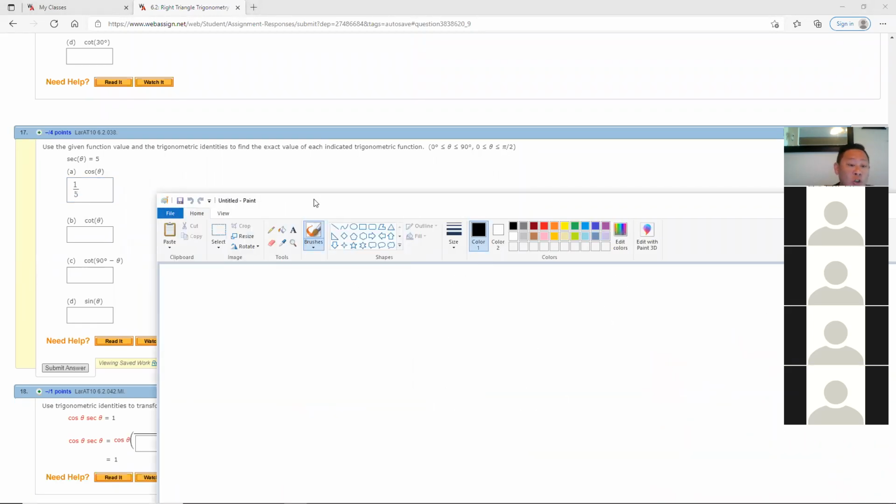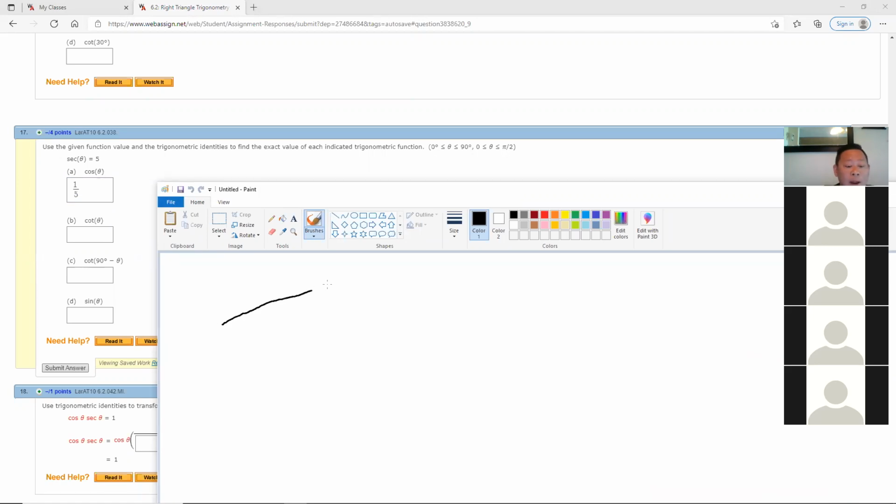Once you got this, what you need to do here is draw your right triangles. I'm still doing the 6.3. This is your theta, and cosine in this case is adjacent over hypotenuse. Your adjacent is 1, your hypotenuse is 5. You need to figure out what your opposite is, so you have to use the Pythagorean theorem.